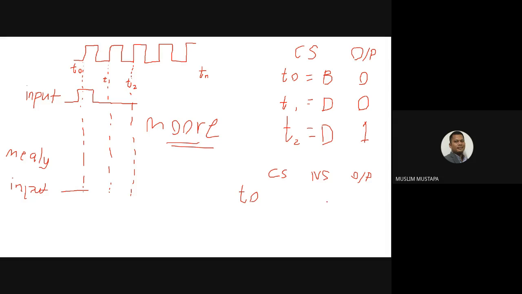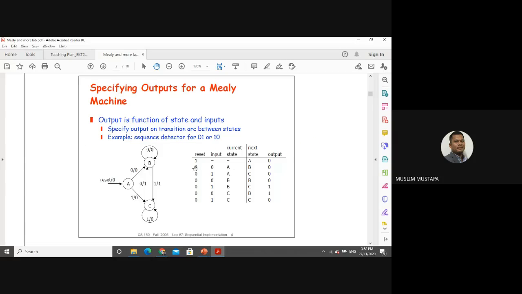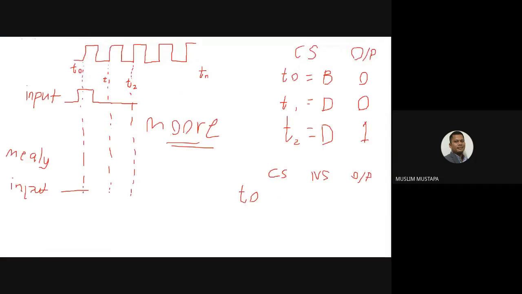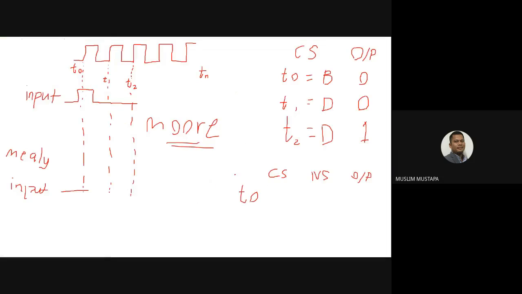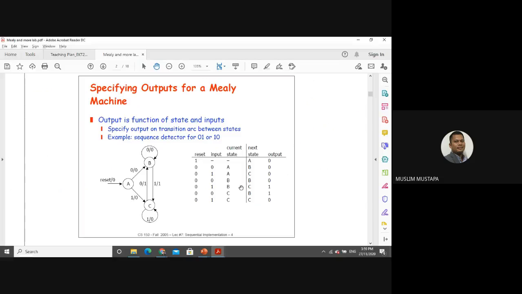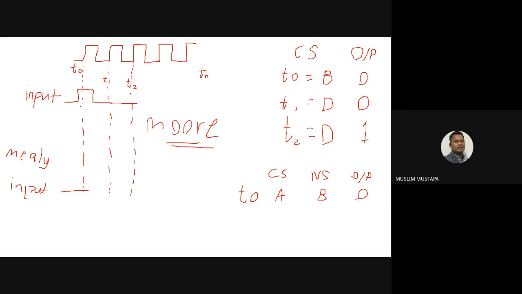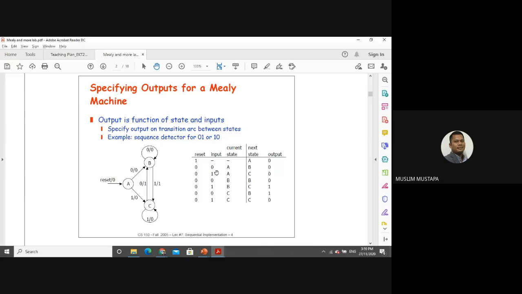Okay, now we are explaining Mealy, right? At t is equal to 0, when input is equal to 0, current state is A. Next state is B. But the output we need to take from here is 0. So the output is 0. This is when input is equal to 0.